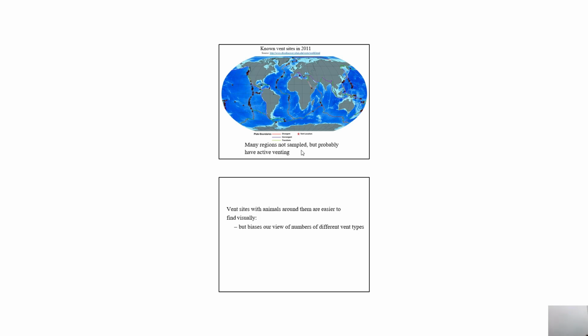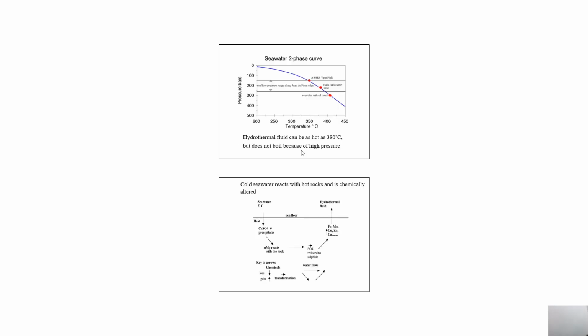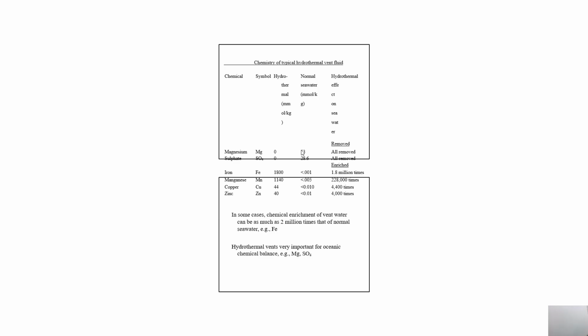Vent sites with animals around them are easier to find visually, but this biases our view of the number of different vent types. Okay. Hydrothermal fluid can be as hot as 380 degrees Celsius but does not boil because of high pressure. And cold seawater reacts with hot rocks and is chemically altered.